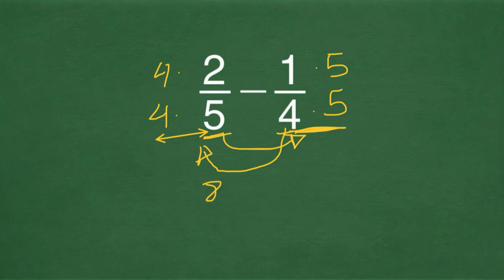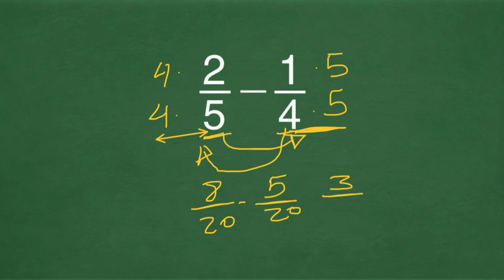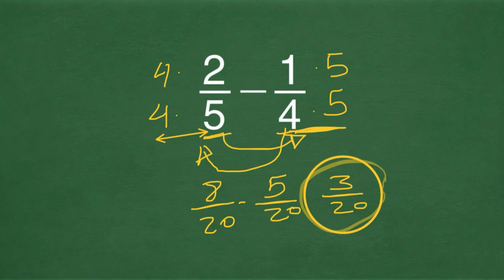So 4 times 2 is 8 on top and 20 on the bottom. And 5 times 1 is 5 on top and 20 on the bottom. Now, as you can see, we have a common denominator, so we can subtract the top numbers. 8 minus 5 is equal to 3, and 3 over 20 is going to be the answer. So this is the final answer for the subtraction problem. So subtraction and addition are basically the same thing, right? That is the thing you should remember.